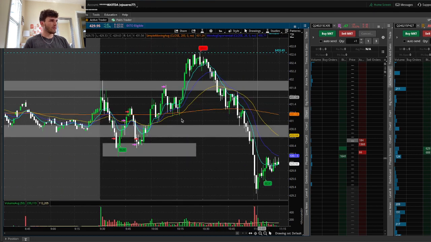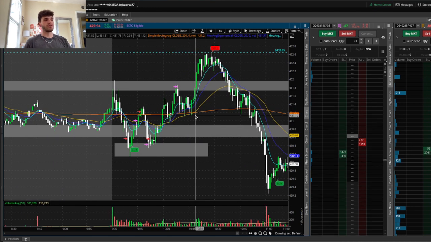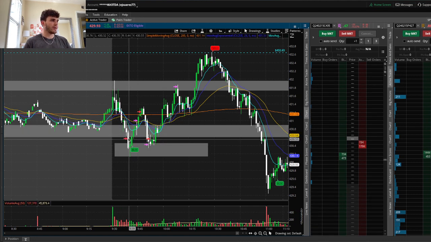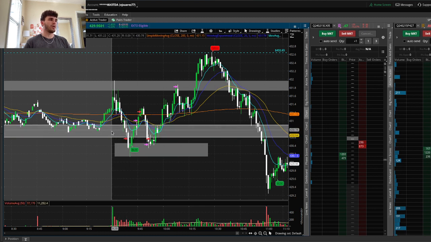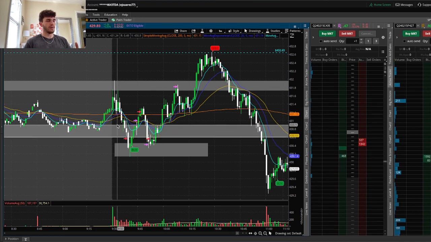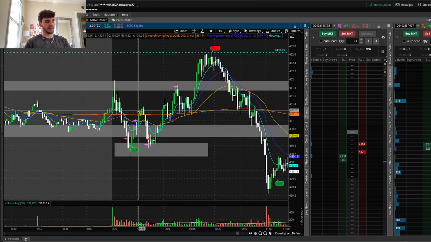So we zoom in real quick. If you guys don't know already, the red arrows are my entries, the purple arrows are my exits. So the red arrow right here was my first entry. I decided to enter puts once we started to break below this zone right here, with a stop loss above this zone if we basically came back up.